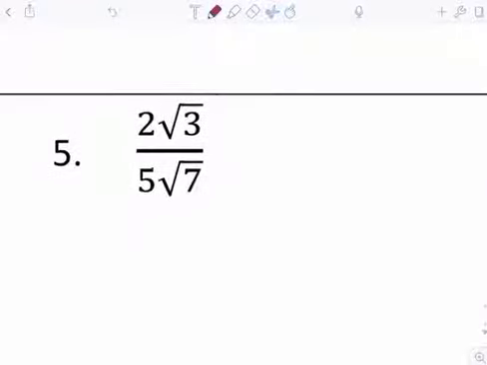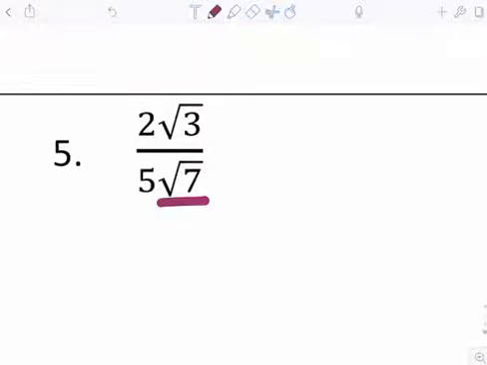Okay, number 5. So this is where people start to get a little bit confused. I do not care about this 5 in the denominator. That 5 does not bother me. What bothers me is this square root of 7. So I'm not going to multiply by the entire denominator. I don't need to multiply by 5 root 7 because I don't care about the 5.